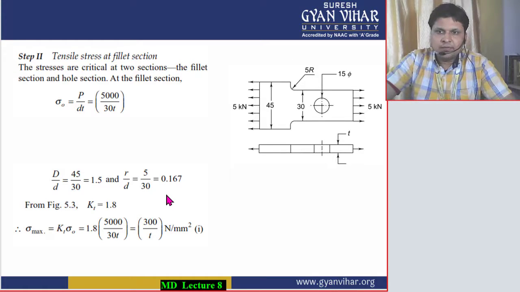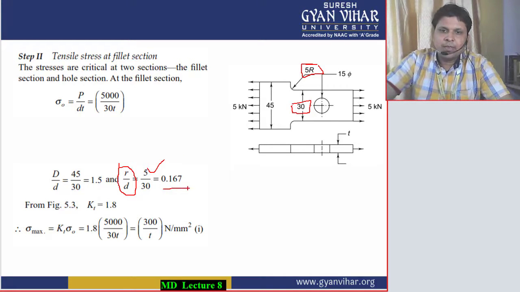After calculating the value of capital D by small d, the second value that is important to find the value of KT, the theoretical stress concentration factor, for this particular fillet section is R by D. R by D is basically what? R stands for your fillet radius, which is 5 in this case, and small d is this 30. So 5 by 30 means 0.167 is your R by D value, and capital D by small d is 1.5.